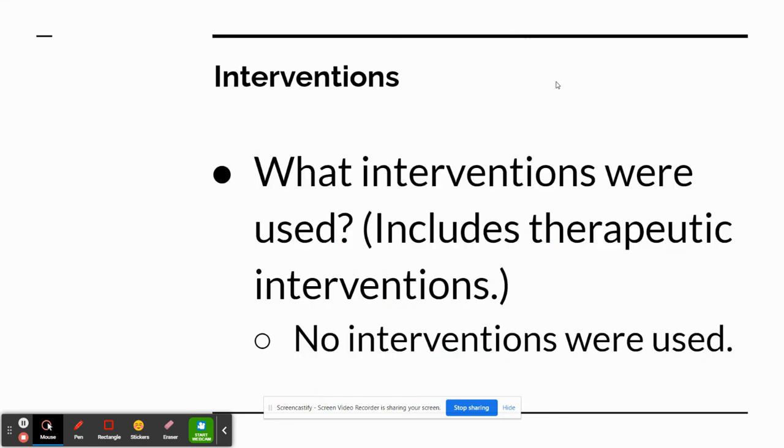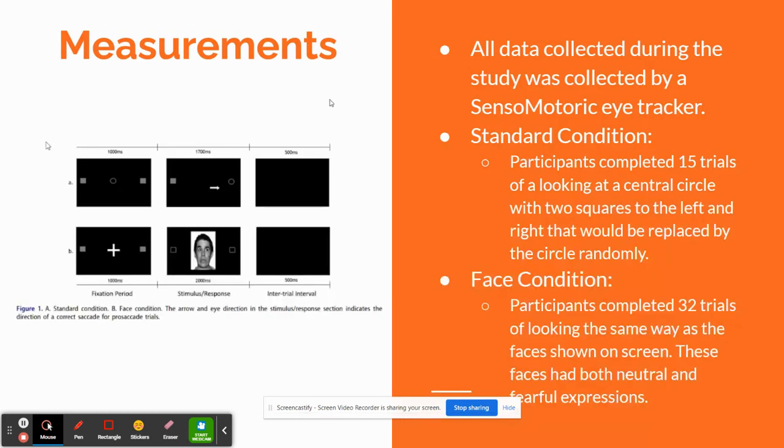Interventions. What interventions were used, includes therapeutic interventions? There were no interventions introduced in this study, so this does not apply. Right, measurements. All of the data throughout this study was collected by a sensomotoric eye tracker.